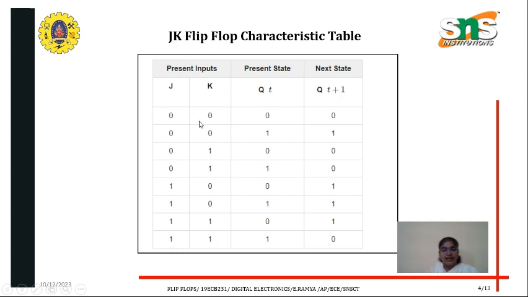When both J and K are 0, the present state is 0 and the next state is also 0. When any one of the inputs J and K is 1, the present state is 0 and the next state is 0. When both inputs J and K are 1 1, the present state will be 1 or 0 and the next state is 0 and 1. Here we can see the difference. When both inputs are 1 and 1, Q of t is 0 and Q of t plus 1 is 1. The next condition is just the opposite of this present condition, 1 and 0.